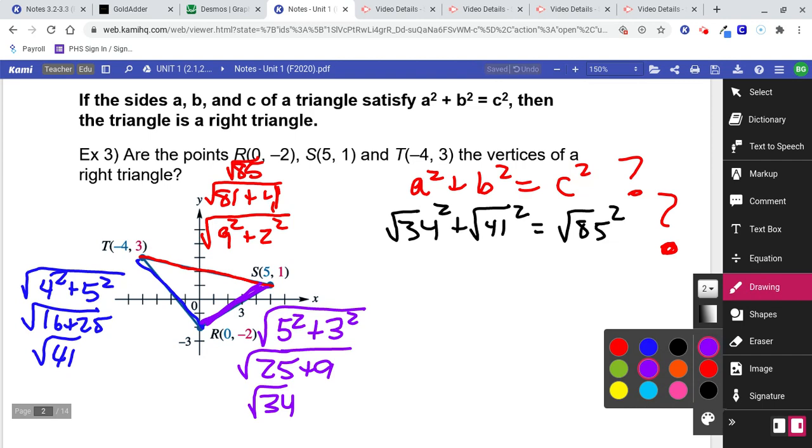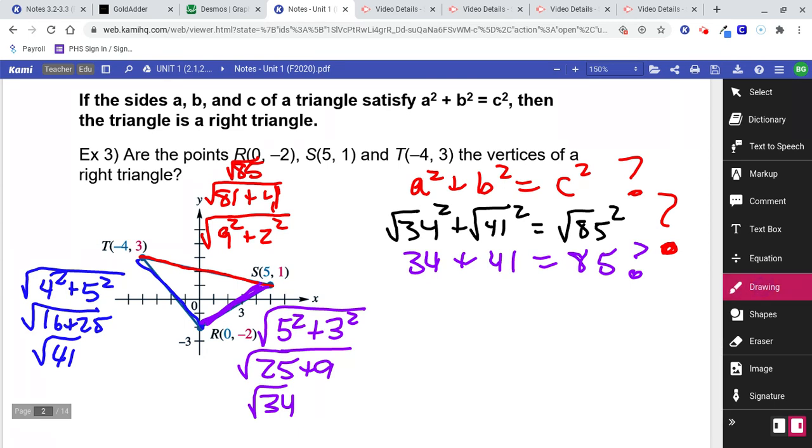So the square root of 34 squared is just 34. And the square root of 41 squared is just 41. And the square root of 85 squared is just 85. Question mark. Your question is, is that true? Is it true that 34 plus 41 equals 85? That's not true because this is 75. 75 does not equal 85.